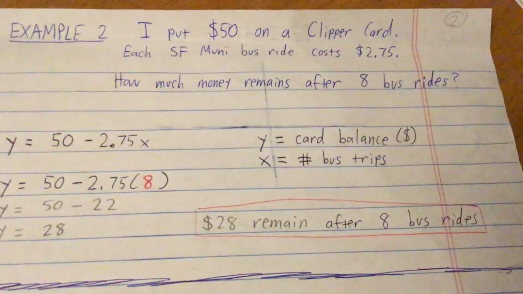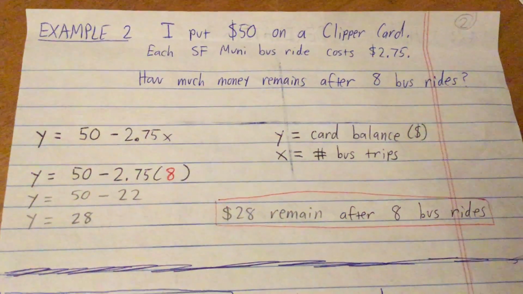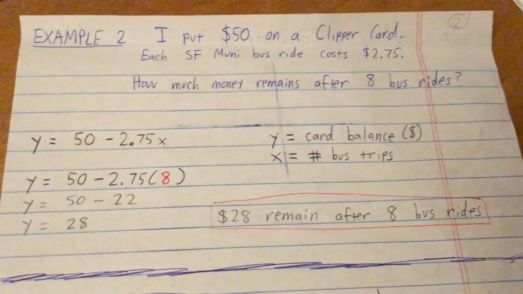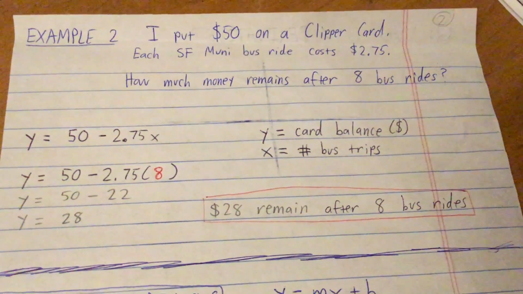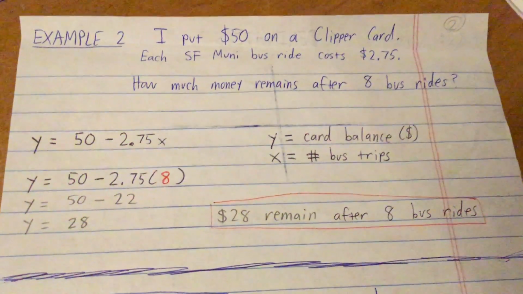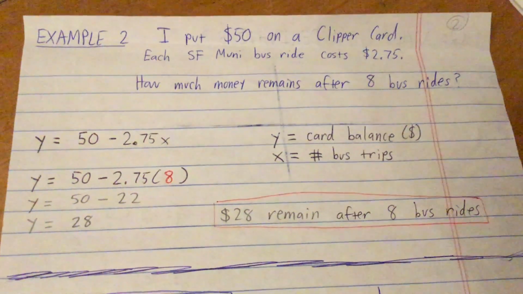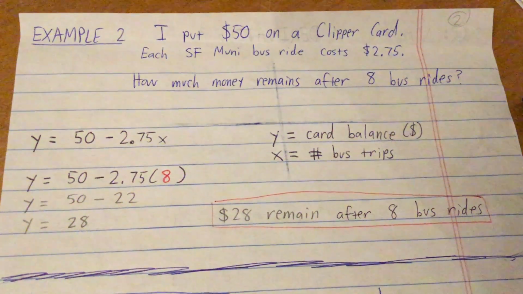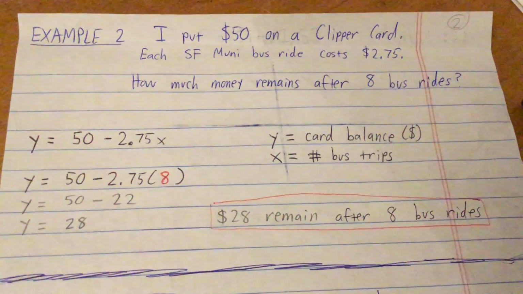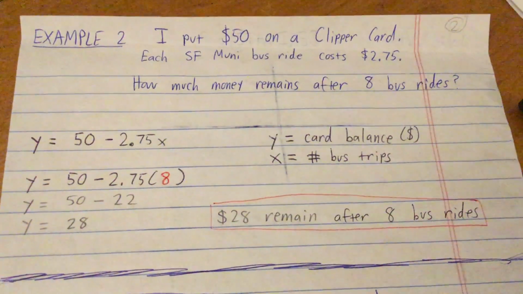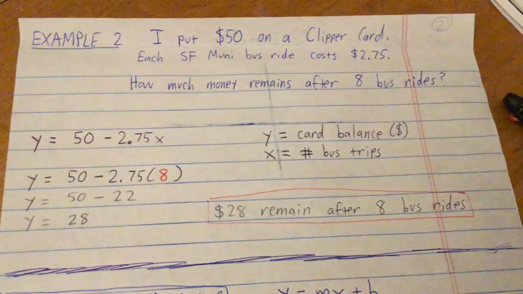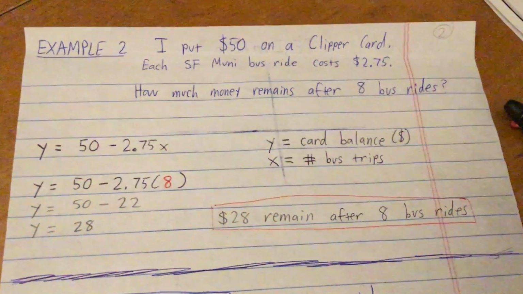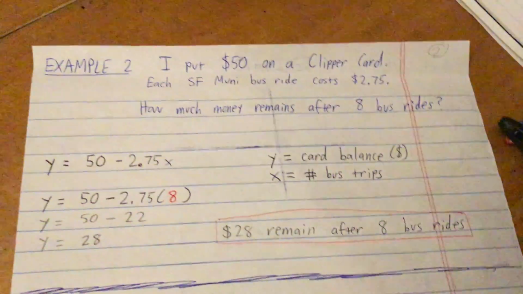So let's say I pick $50. If I put $50 on a Clipper card, in other words, a gift card for the bus in San Francisco, or it could be used for BART and Caltrain. But let's say I'm in San Francisco and I use this to ride the bus. So if I have $50 on a card, I think I actually have a Clipper card right here. I'm sure all of you know what it looks like, but just to model it, there we go.